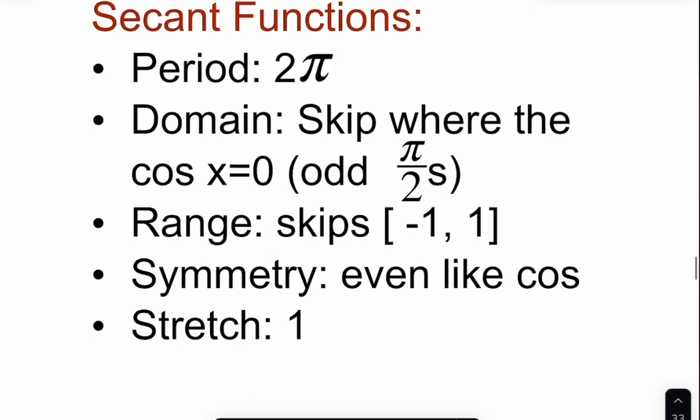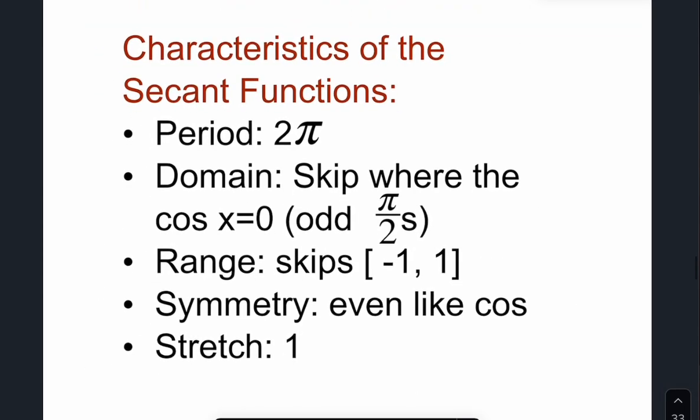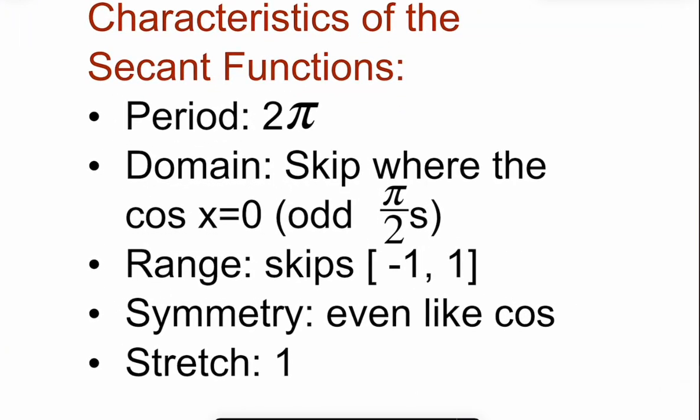Okay. So remember the characteristics of a secant function. The period is normally 2 pi. The domain, we have to skip every place where the cosine equals 0, or the odd multiples of pi over 2.